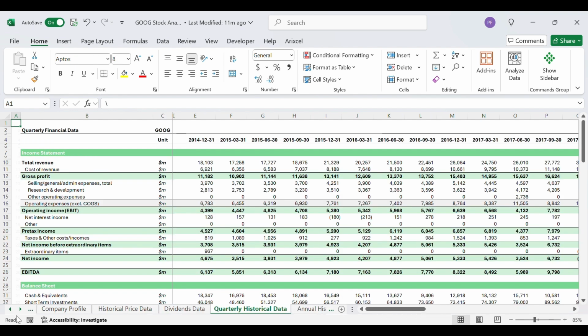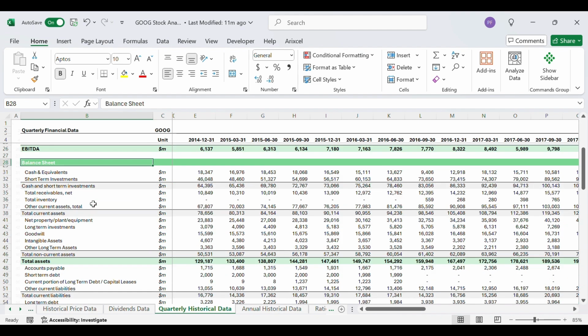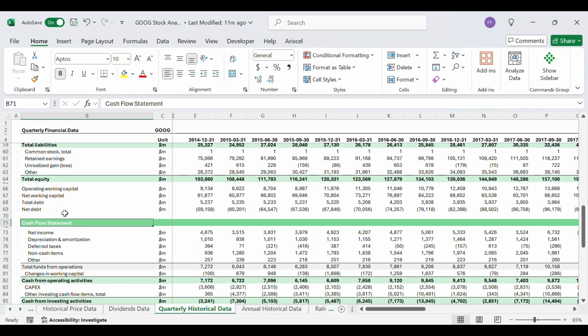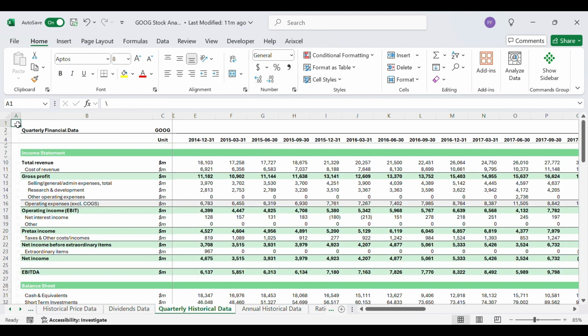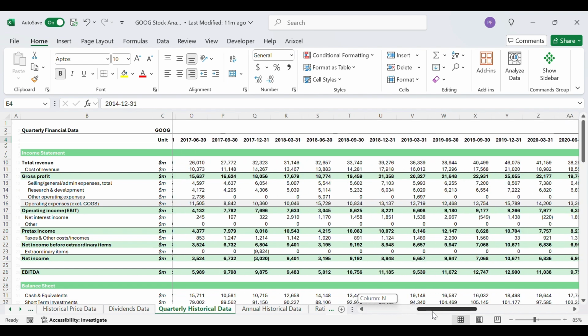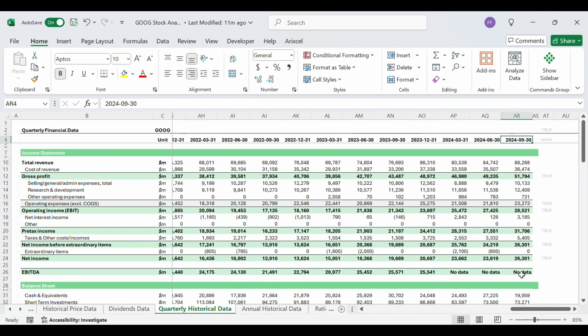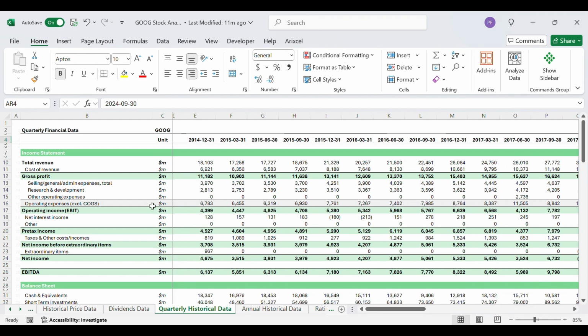Then we have the quarterly financial data and then the annual financial data. We have the 3 statements. We have the income statement, the balance sheet, and the cash flow statement. We have data for the past 40 quarters. So going from Q4 of 2014 up until Q3 2024. Of course, this will be updated as we go. So as soon as Q4 2024 will be released, you will find that in the model as well.